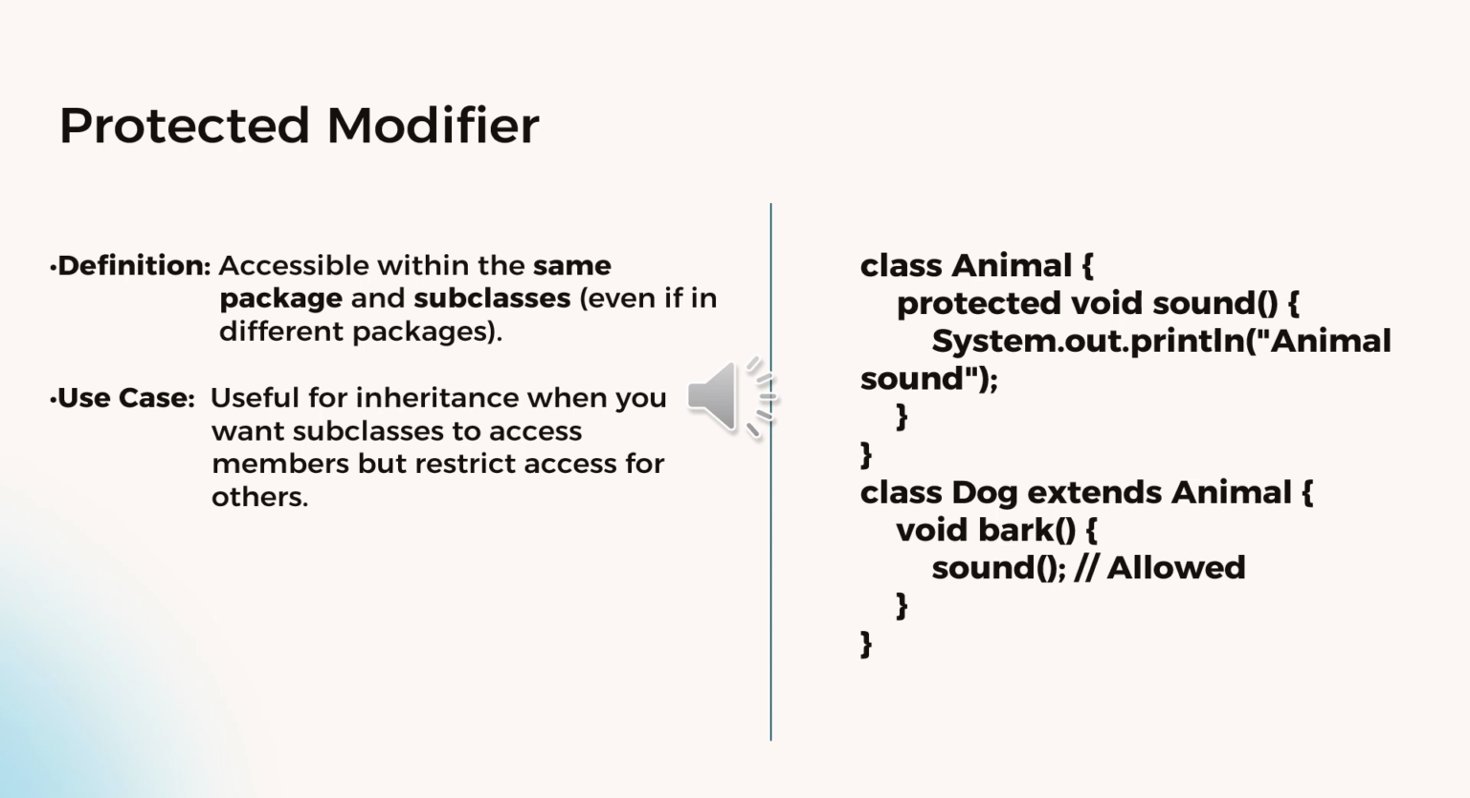In this example, we have a class named animal with a protected method called sound. Then we have a dog class that extends the animal class. Because dog class is a subclass of animal, it is allowed to call the sound method from its own methods like bark. This is a powerful feature for when you want to expose certain functionality to child classes for them to use or override, but want to keep it hidden from the rest of the world.